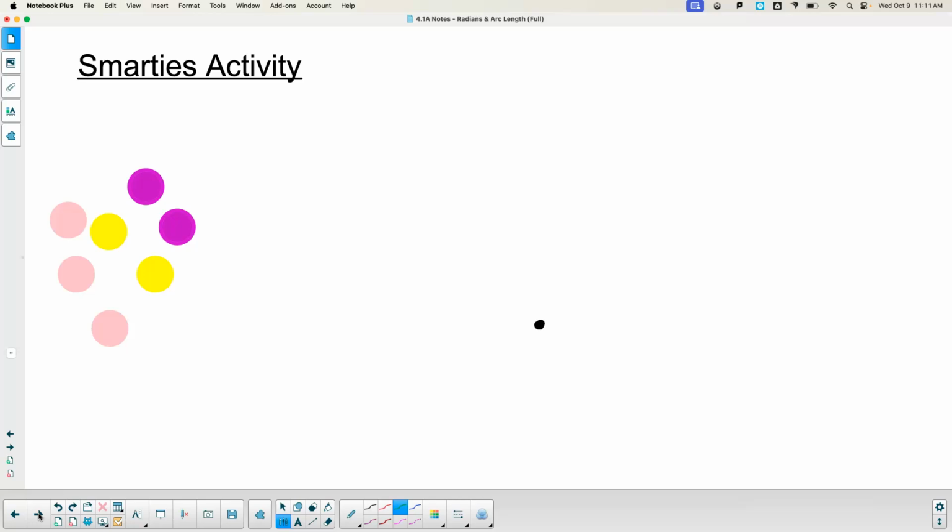Okay? Now, I don't care which direction you go, but I would like you to draw yourself a radius off of your dot. Again, I don't care what direction, draw yourself a radius off of your dot.